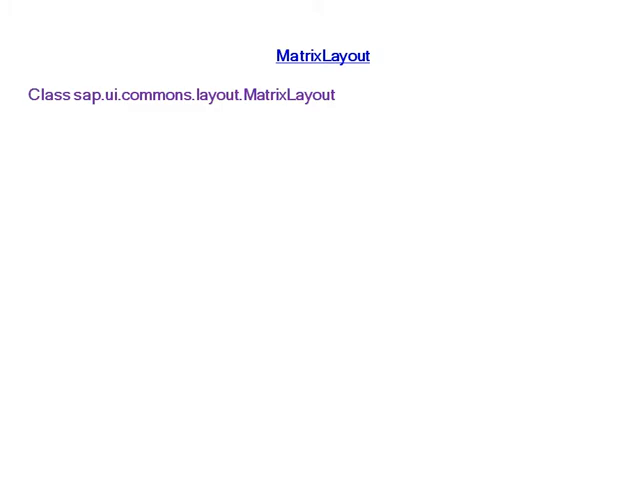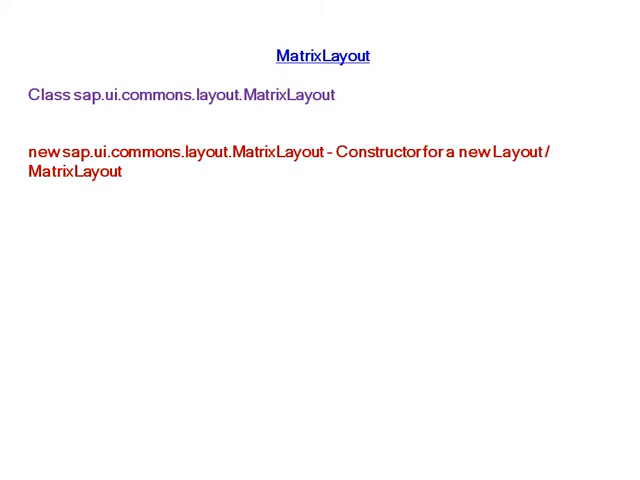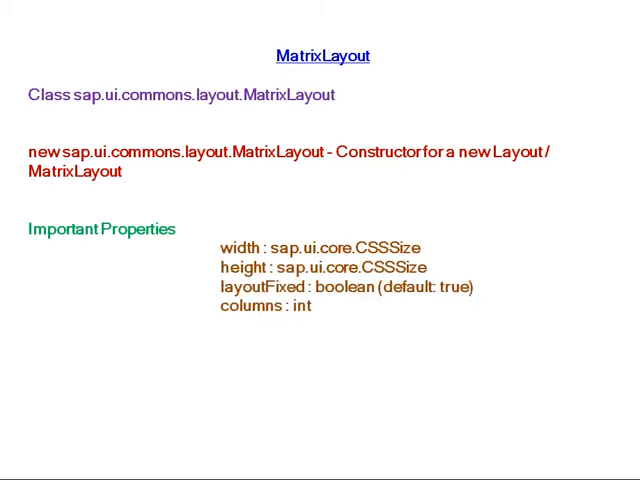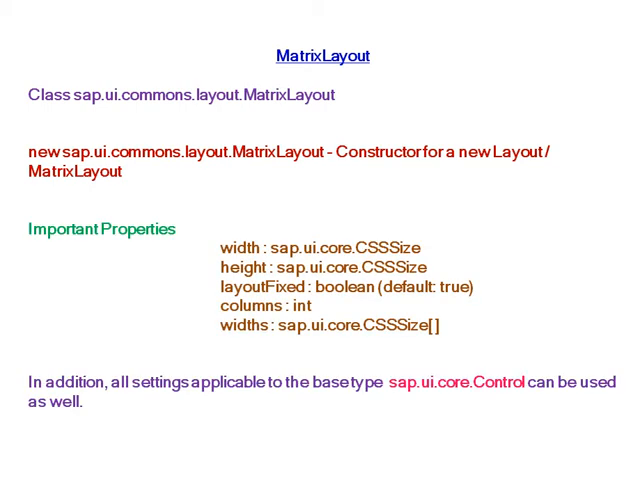Matrix layout belongs to class sap.ui.commons.layout.MatrixLayout, and for creating a new matrix layout, the constructor is new sap.ui.commons.layout.MatrixLayout. The important properties are width, height, layoutFixed, columns and widths. In addition, all settings applicable to the base type sap.ui.core.Control can be used as well.